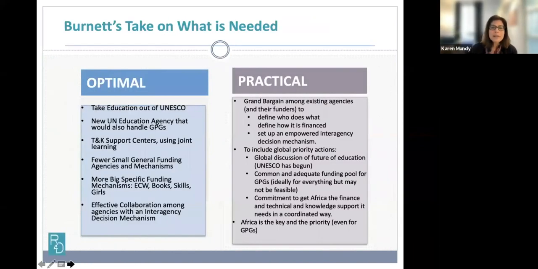Well, I want to end by talking a little bit about some recent work on how we could fix the aid system. And Nick Burnett launched this debate in 2019. He said, here's what you have to do. You have to get rid of UNESCO. It's useless. That didn't sit very well with UNESCO. Create a UN education agency that's functional rather than politicized like UNESCO.